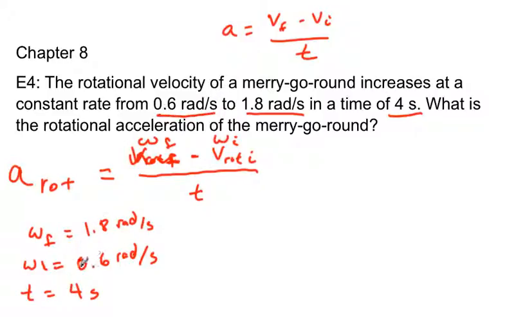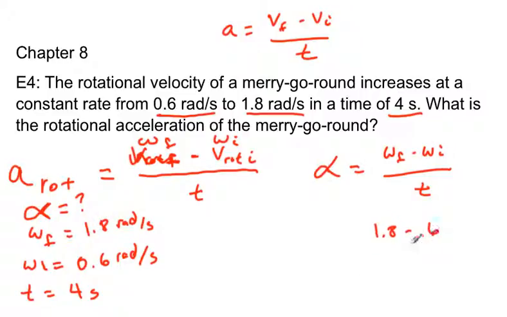Now I'm looking for the acceleration. I think this is what your book uses, alpha. So we're going to plug into this equation. Alpha equals the final rotational velocity minus the initial rotational velocity divided by the time. We're going to plug all this in, so take 1.8, subtract your 0.6, divide by your time, and radians per second divided by second is the units that we want.